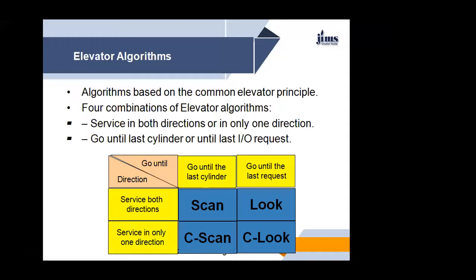In first come first served, the head moves a maximum of 183. Both directions means the head can move to the left as well as to the right. Two cases arise: either the head will go to the last request or to the last cylinder. On the basis of this, the SCAN, C-SCAN, LOOK, and C-LOOK algorithms will be studied.